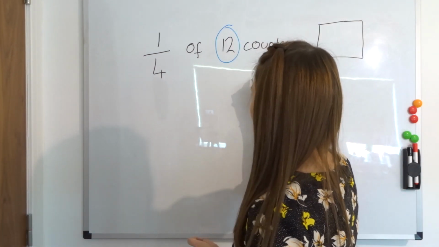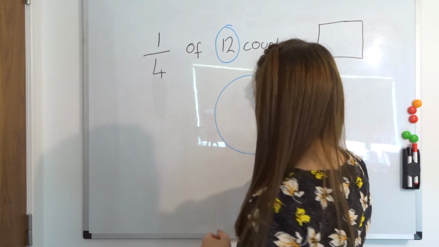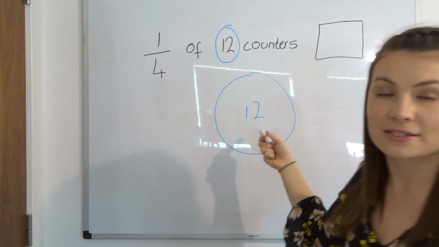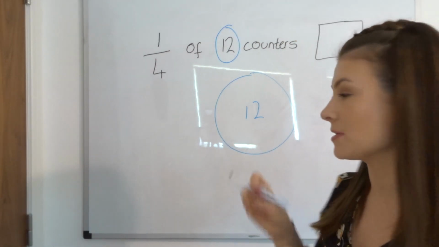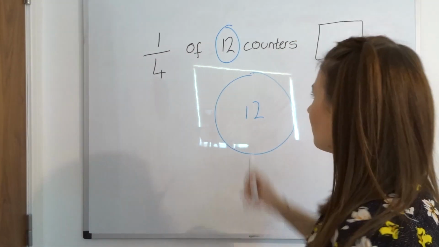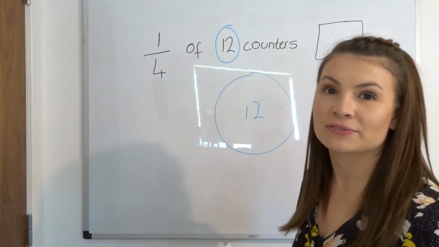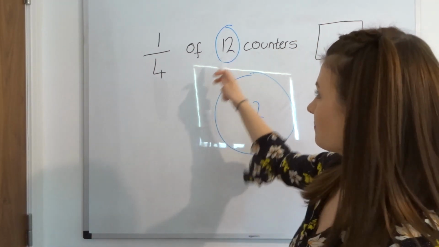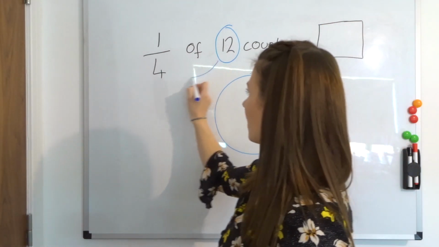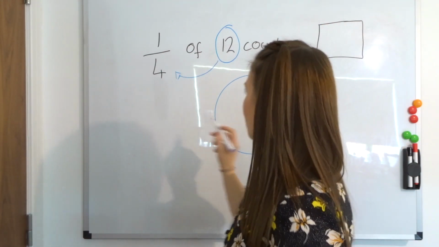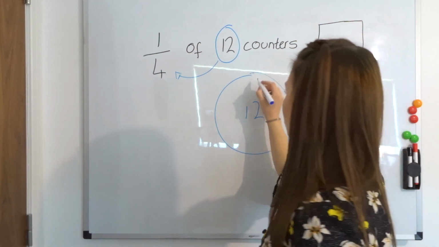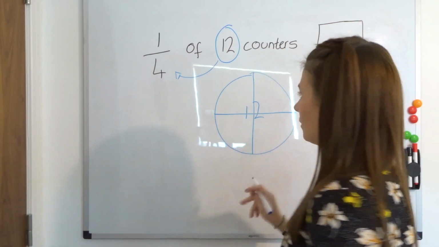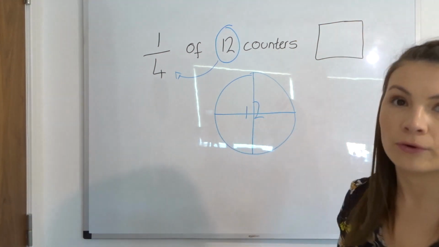So if I was to draw that circle again, and then I'm going to put 12 in the middle, because all of that circle put together, all the slices put together equals 12. Now what do we need to do to our 12 counters? Good, we need to divide them by 4 because we are dividing by the bottom. So 12 divided by 4, I'm going to draw my quarters on. There we go. So 12, I've divided it by 4.